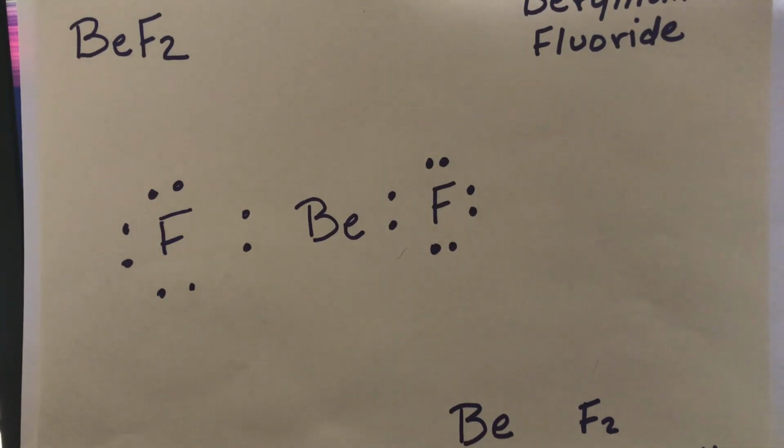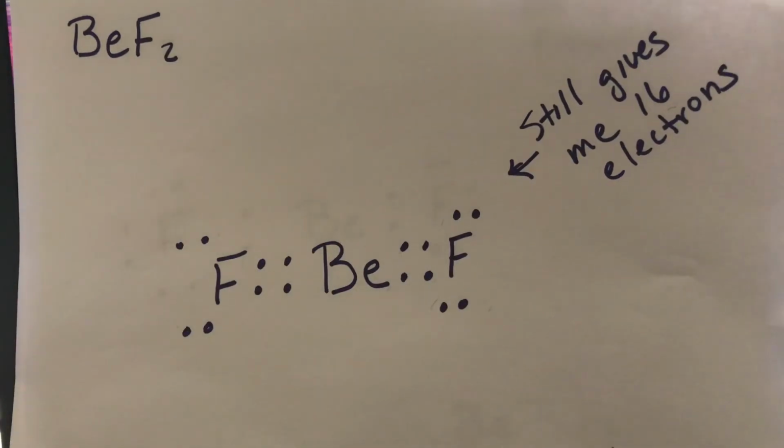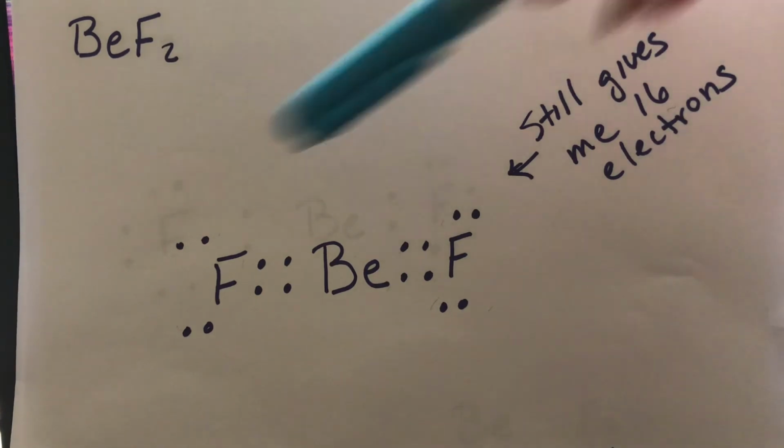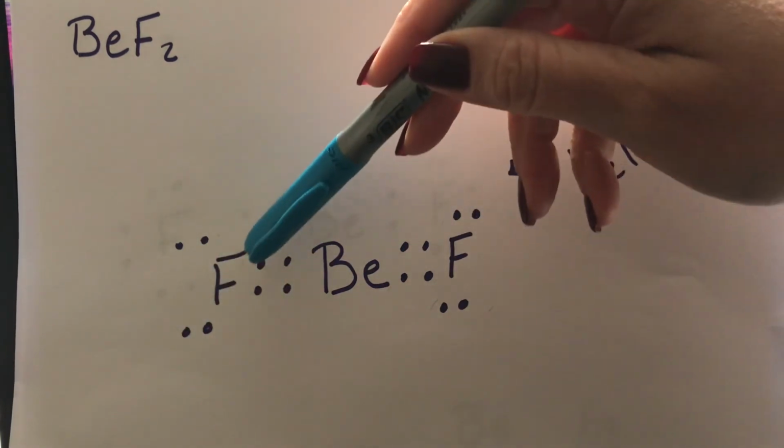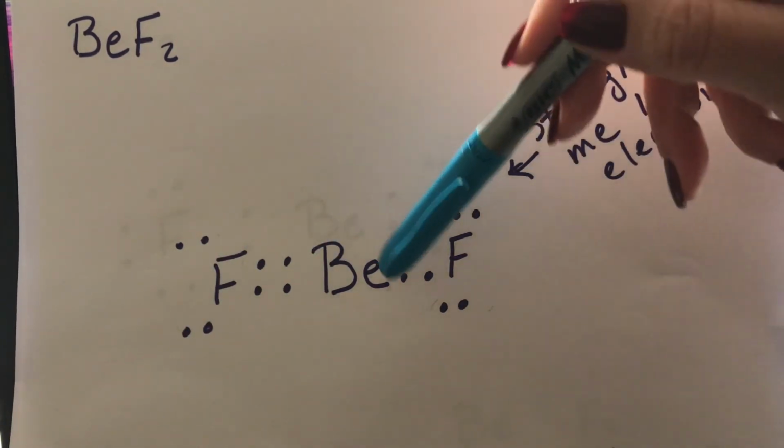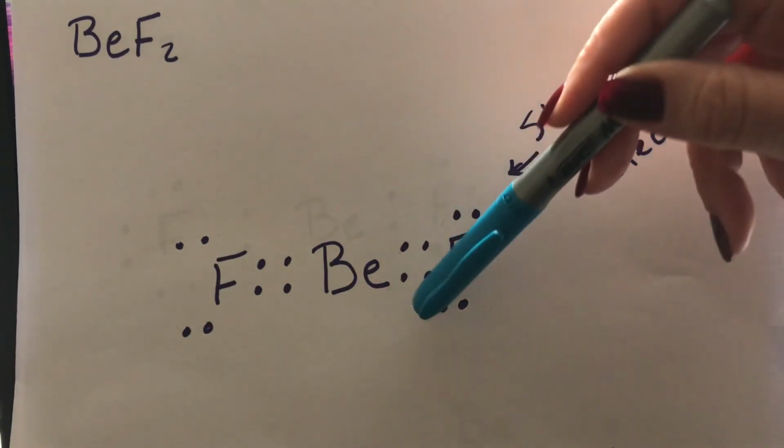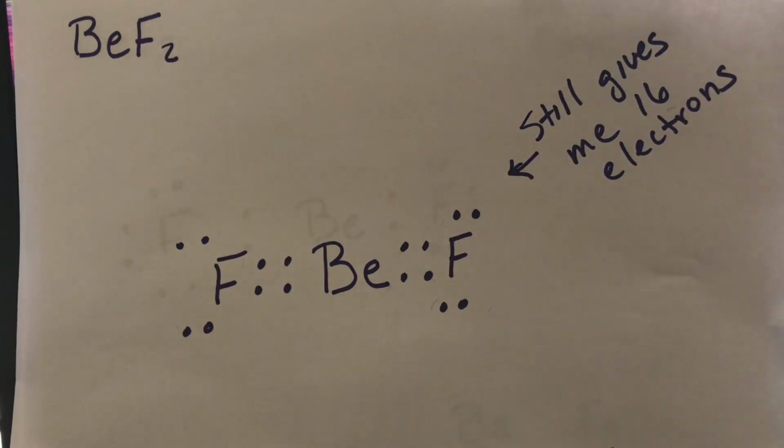I can also draw the Lewis structure in a different way. I am using the same number of valence electrons, but by sharing I've created double bonds between beryllium and fluorine, and this still gives us 16 electrons. 1, 2, 3, 4, 5, 6, 7, 8, 9, 10, 11, 12, 13, 14, 15, 16.